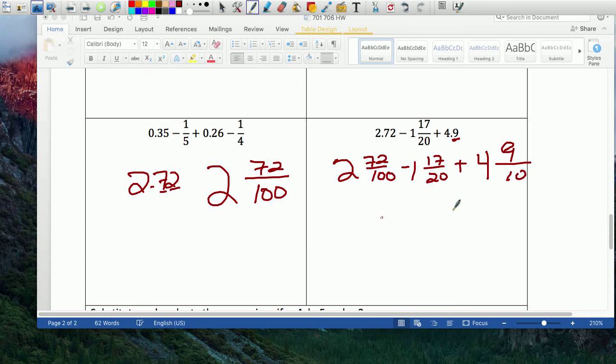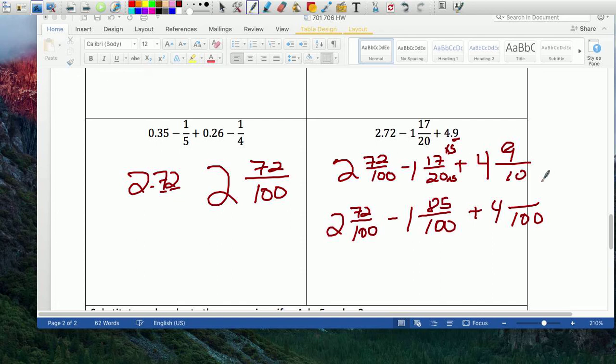Let's find a common denominator for everything, which would be 100. So let's leave 2 and 72 over 100, minus 1, that changes to 100, plus 4, that also changes to 100. 72 stays. 20, how does 20 become 100? So it's times 5, and I have to multiply the top times 5. 17 times 5 is like 85, I believe.